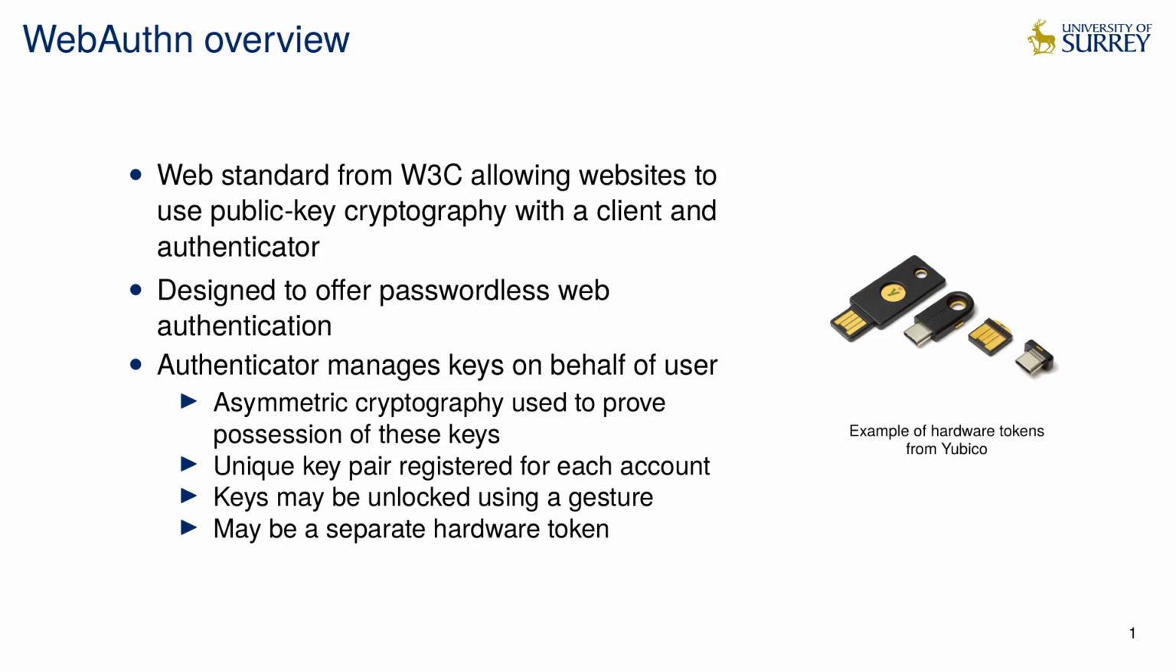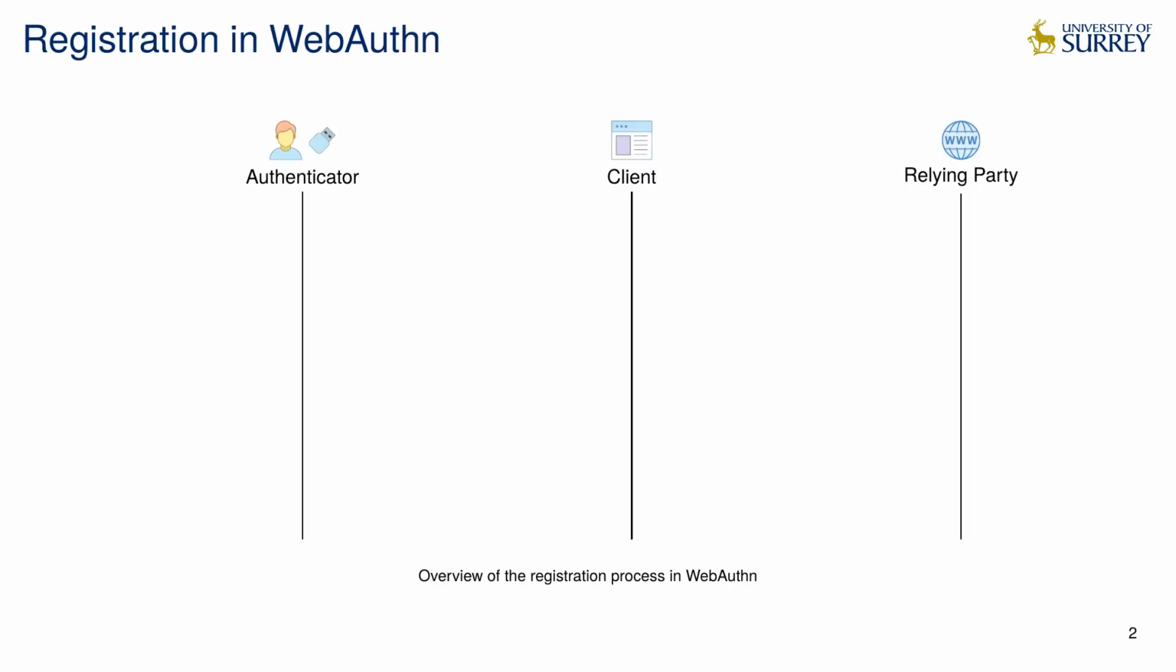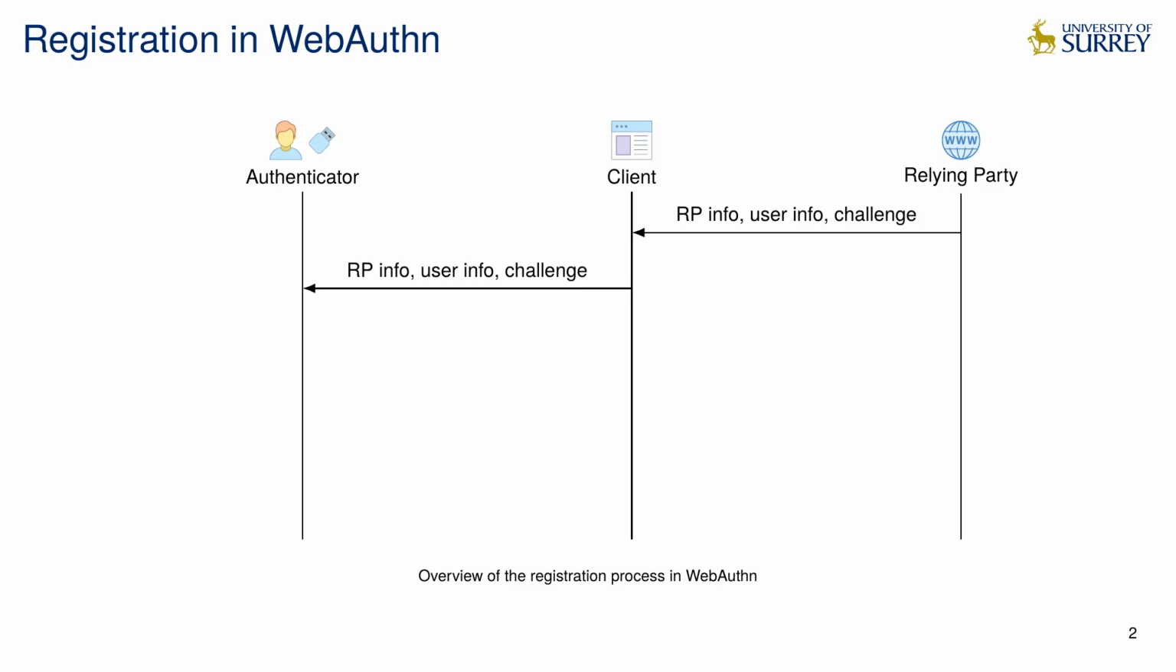These authenticators may be implemented in software, such as on a mobile phone, or in hardware, such as a USB hardware token. When registering to a relying party using WebAuthn, the RP first sends data about itself, user details, and a challenge. The client forwards this to the authenticator. Here, the RP is using the WebAuthn API to communicate through the client with the user's authenticator.